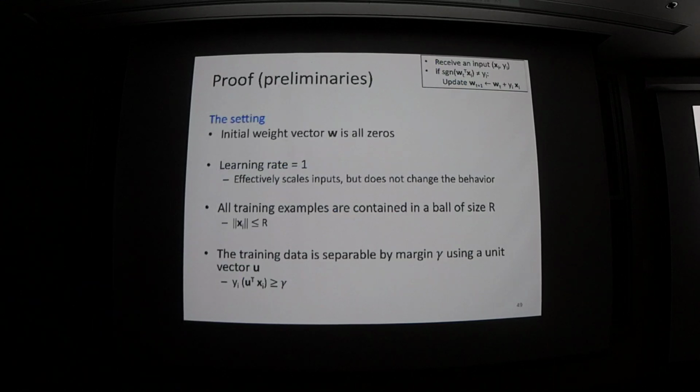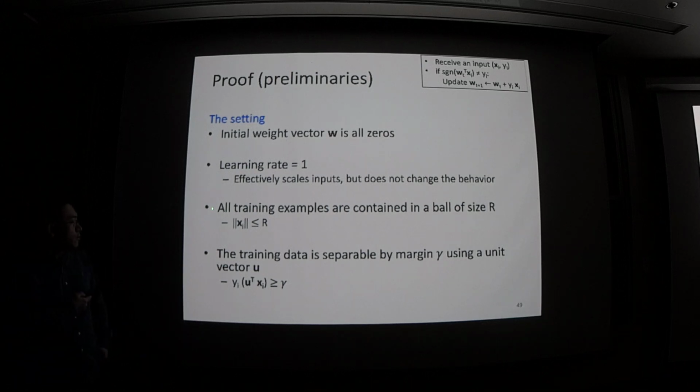So here is the setting. First, and very important, don't ignore that: we must initialize the weight vector W to be zeros. If you do random initialization, it won't guarantee those bounds. And secondly, for convenience, we just set the learning rate to be 1.